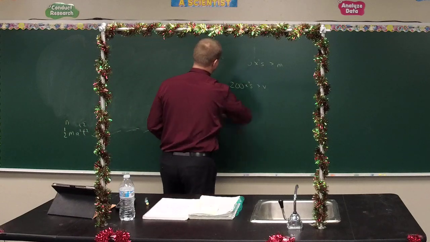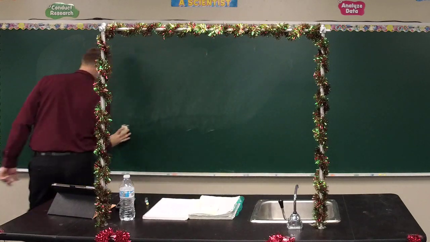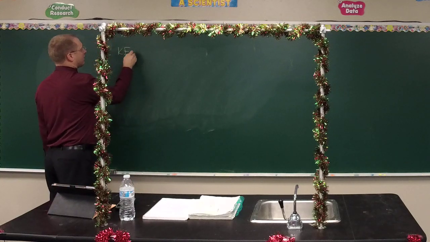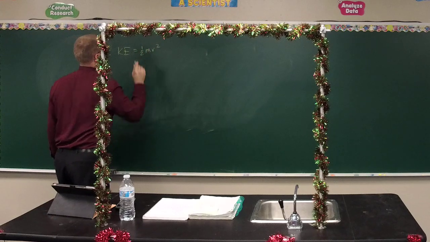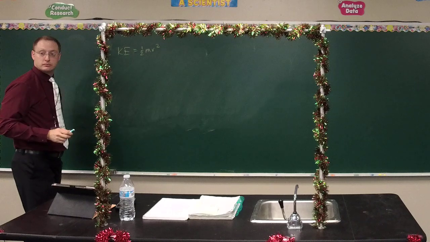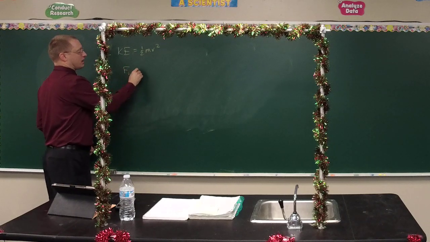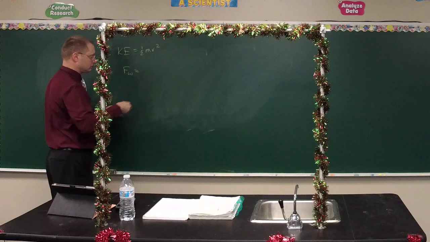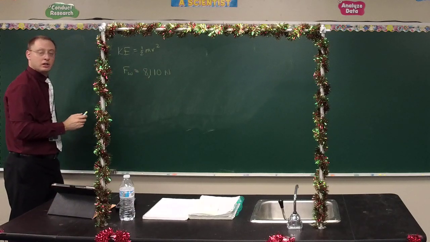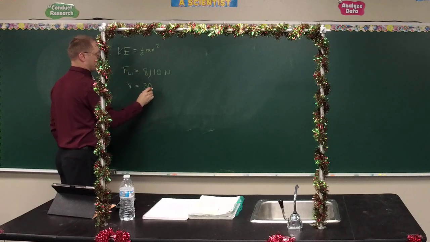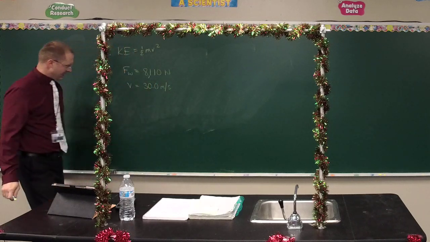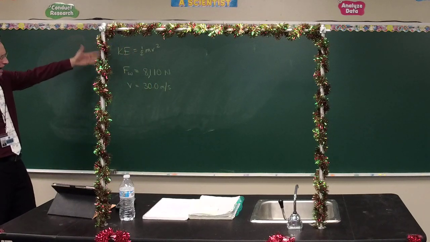All right, how do I find kinetic energy, Audrey? KE equals 1/2 mv squared. What numbers do they give me in this problem? It weighs, so they give me the weight of 8,110 newtons. What other numbers do they give me? The speed of 30 meters per second. 30 point or just 30? 30.0 meters per second.